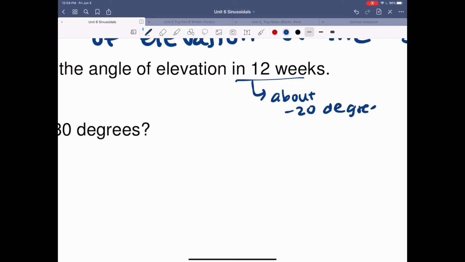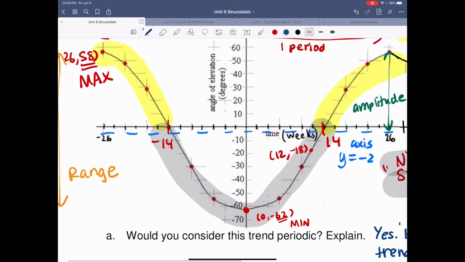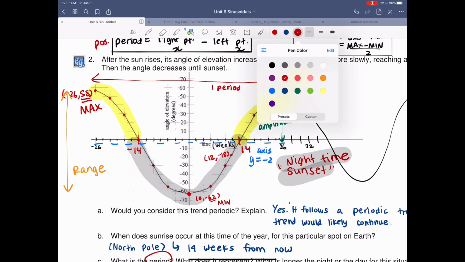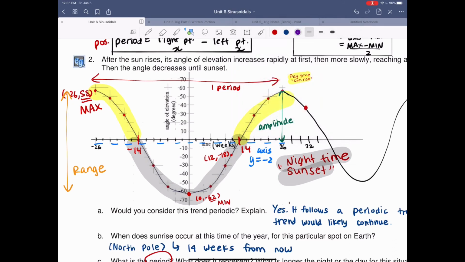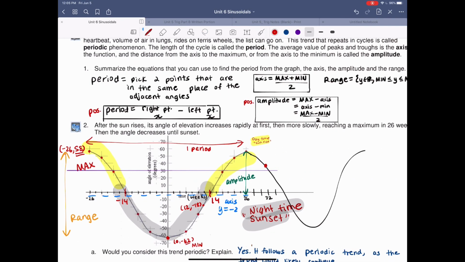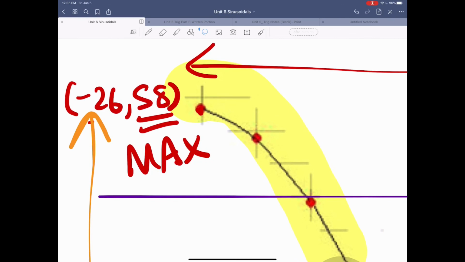So H, during what weeks is the angle of elevation of the sun above 30 degrees? Maybe I'll make a line just to show you where we should be looking. Positive 30, which is right there. So if you take a look at the graph, and if my purple line is my point of reference, I can take a look at exactly where my graph is above 30. I have a spot there and there.